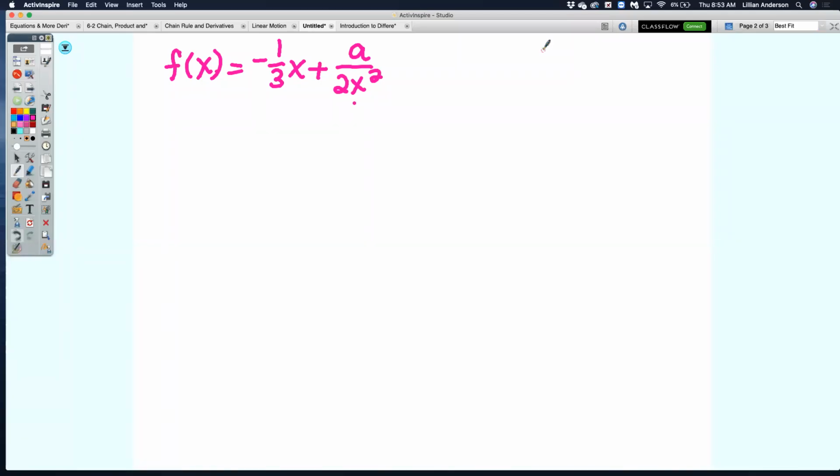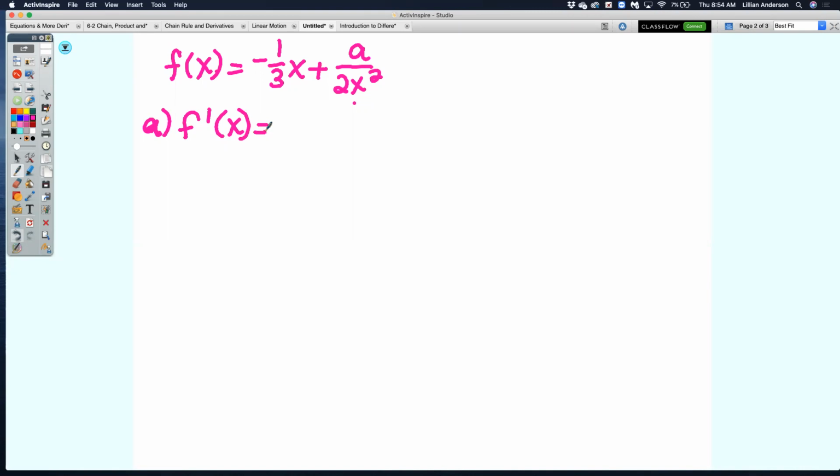So we're going to consider the function f of x equals negative 1/3 x plus a over 2x squared, where a is a constant and x is not equal to 0. You're asked to find f prime of x, which represents the what? Derivative. It represents the derivative.